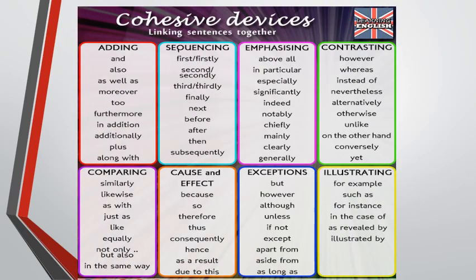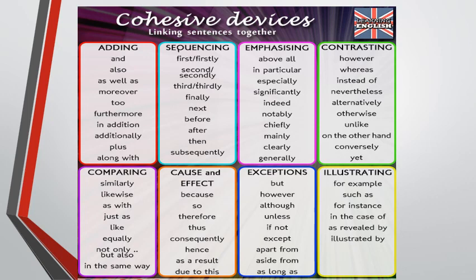Now here are some of the cohesive devices that we might use. Look at the first set, they said adding. Whenever we see and, also, as well as, moreover, furthermore, in addition, additionally, plus, along with, it means we are adding. It means that the writer is adding ideas. So we might say that the thematic relationship is addition, reinforcement, and so forth. The next set talks about sequencing. Firstly, secondly, whenever we are talking about time order. The third one, emphasizing: above all, in particular, especially, significantly, indeed, notably, chiefly, mainly.